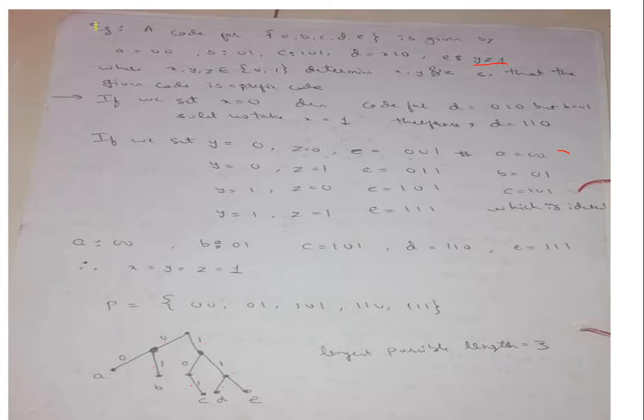Next we are going to have one more example. Given is a code for ABCDE: A is 00, B is 01, C is 101, D is x10, and E is yz1, where xyz belong to the 0 and 1 combination. Determine xyz so that the given code is a prefix code.